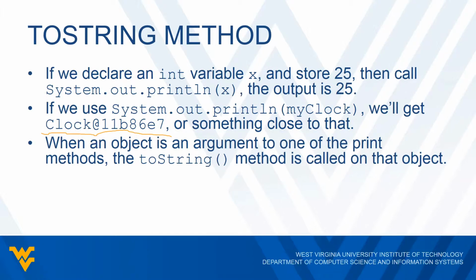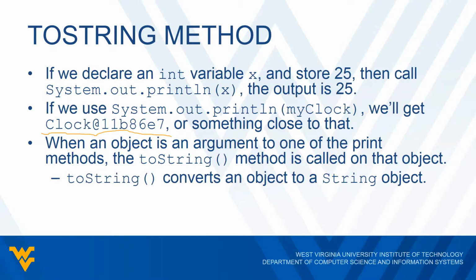Well, whenever we use one of our print methods and we pass an object of one of our classes as the argument, we have this method called toString. This is a method that's already given to us. It's automatically called. What toString does is it takes our object and simply converts it into a string object.